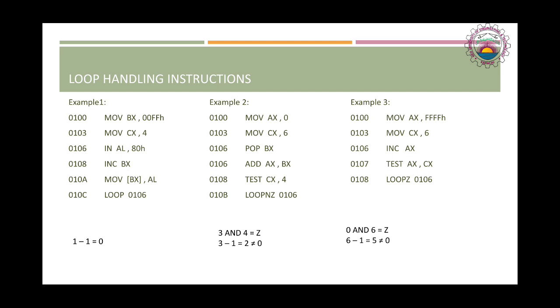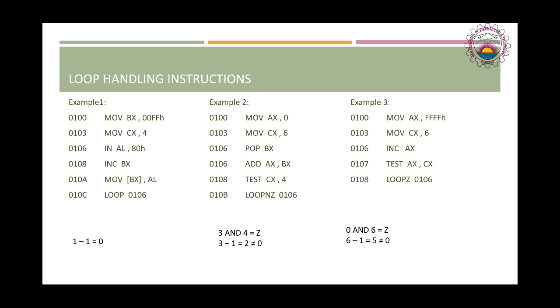LOOPZ instruction will be decrementing CX by 1. CX is having 6, 6 minus 1, 5, non-zero value. So both conditions are satisfied for LOOPZ. So loop will continue and you will be at offset 106. Now again AX will be incremented. So AX will be having 1.